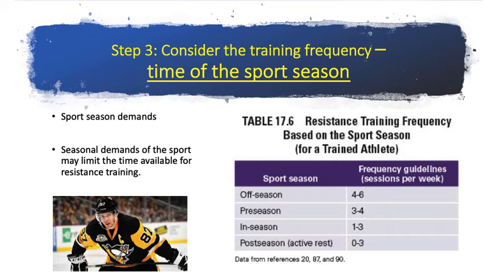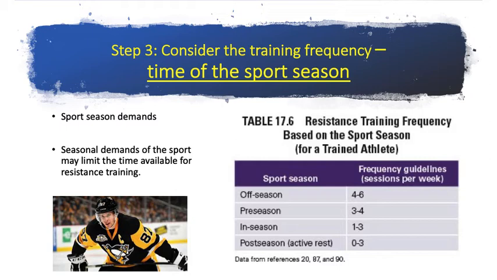So we have table 17.6 here that comes out of the NSCA textbook, where it's resistance training frequency based on the sport season. And this is for a trained athlete. So they're considered advanced based on training status of resistance training. The off season has a higher frequency, so 4 to 6 times per week. The preseason is 3 to 4 times.